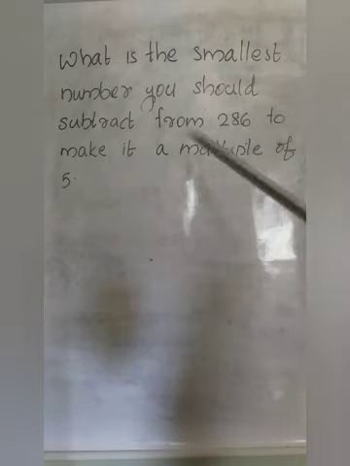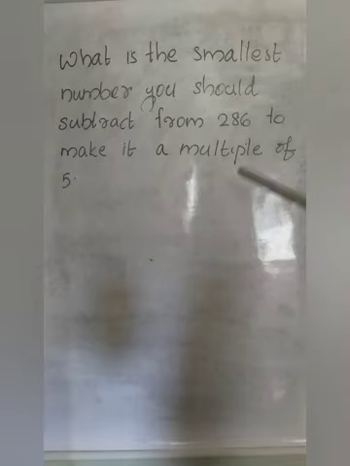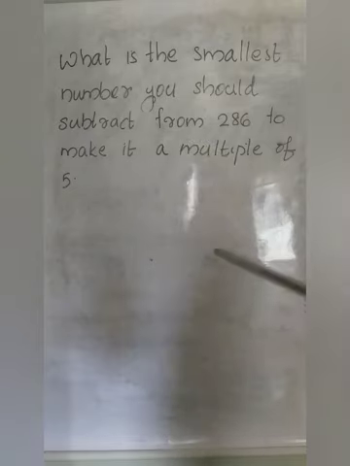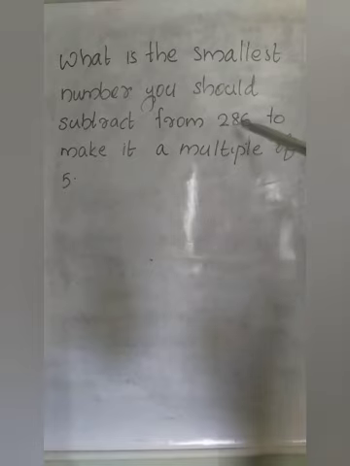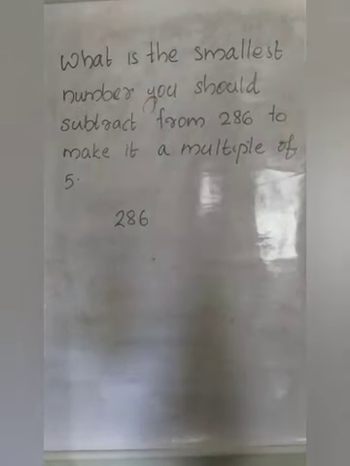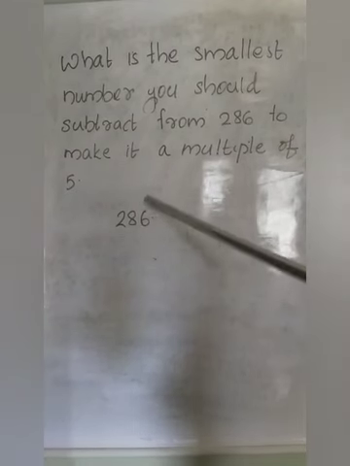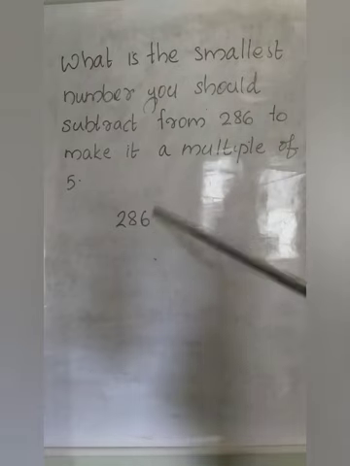So how can I make 286 a multiple of 5? The last digit should be what? 0 or 5. That means this 6 I should make either 5 or 0. So here what is in the question? We have to subtract. So which is the nearer number when I subtract, whether it is 0 or 5? Here the given number is 286. What is there in the ones place? 6. So this digit we have to change.